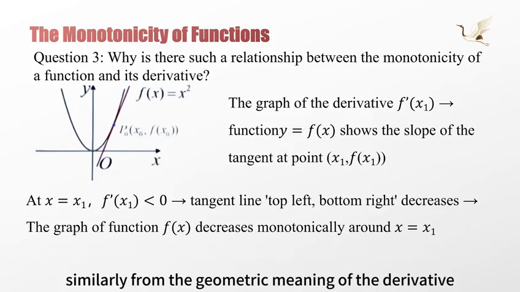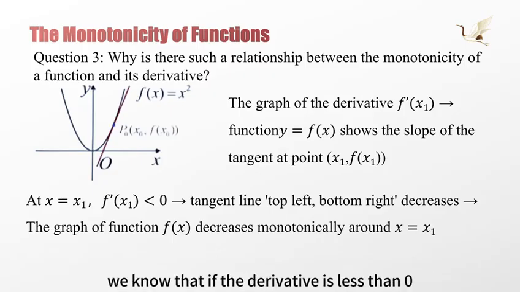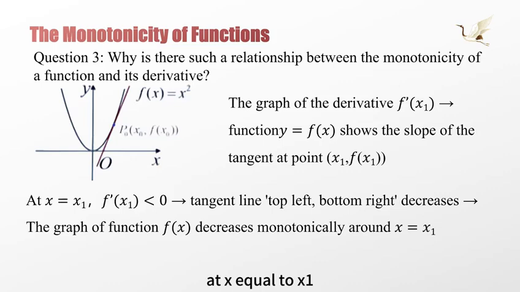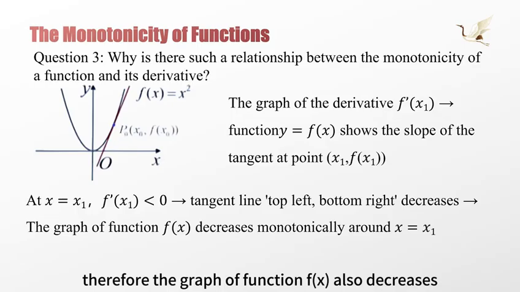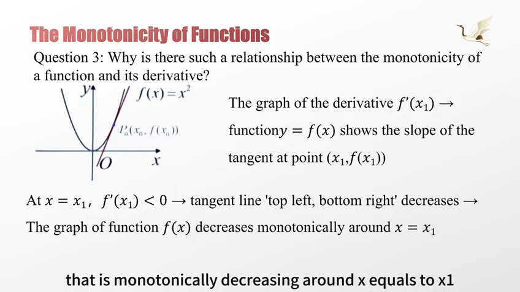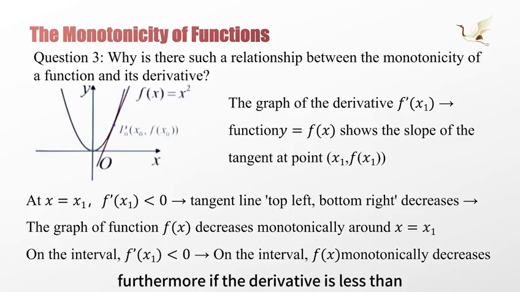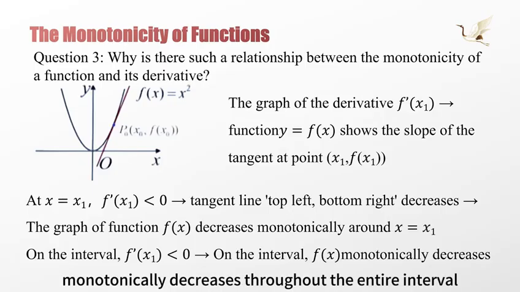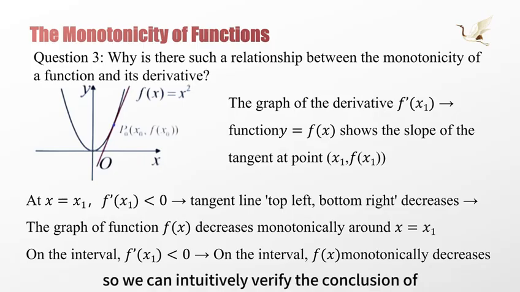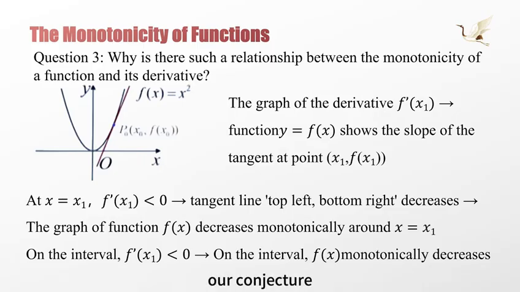Similarly, from the geometric meaning of the derivative, we know that if the derivative is less than 0 at x equals x1, the tangent at this point decreases from top left to bottom right. Therefore, the graph of function f(x) also decreases; that is, it is monotonically decreasing around x equals x1. Furthermore, if the derivative is less than 0 at every point on a certain interval, the function decreases monotonically near every point on this interval. Therefore, the function monotonically decreases throughout the entire interval, so we can intuitively verify the conclusion of our conjecture.